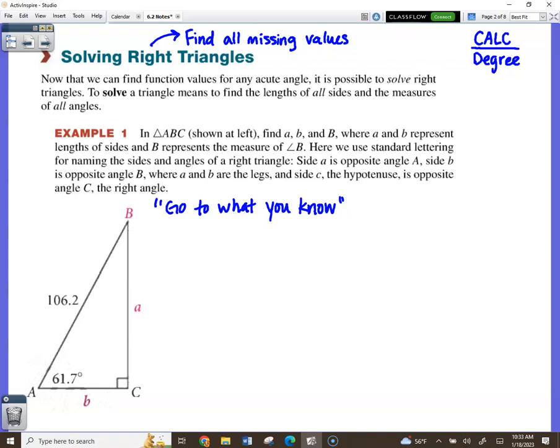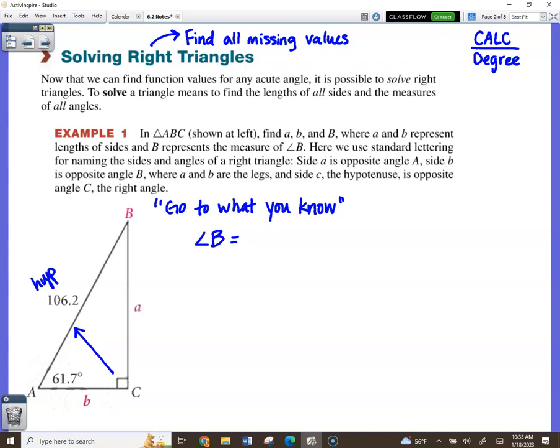So looking at example 1, this is my hypotenuse. And then I know this angle A is 61.7. So I'm going to go to what I know. I know the most about the angles. I can find angle B by doing what? Yep. You know that all 3 angles have to add to 180.